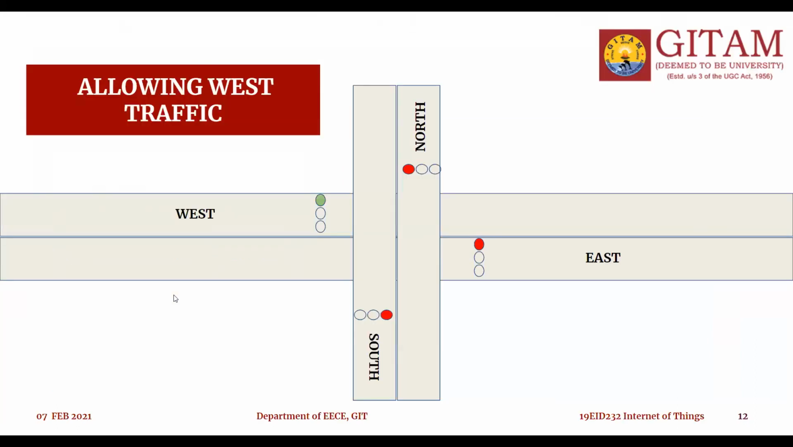After that, we will allow traffic from the west direction. In the west direction, the condition is that the green bulb in the west direction should be turned on, and the red bulbs in the east, north and south directions should be turned on.